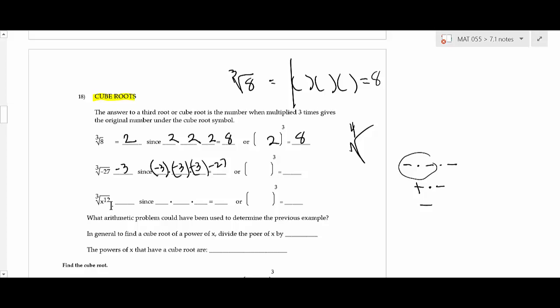Let's look at this one now. You'll find that there's a lot of real simple tricks you can do in this section. How about this one? What would you multiply out 3 times that would give x to the 12th? What do you think? X to the 4th? Let's try it. If you do x to the 4th, remember, when you multiply, you're adding exponents. 4 plus 4 plus 4 is 12, so that's got to be the right answer. Everybody got that? So that's going to be x to the 4th.